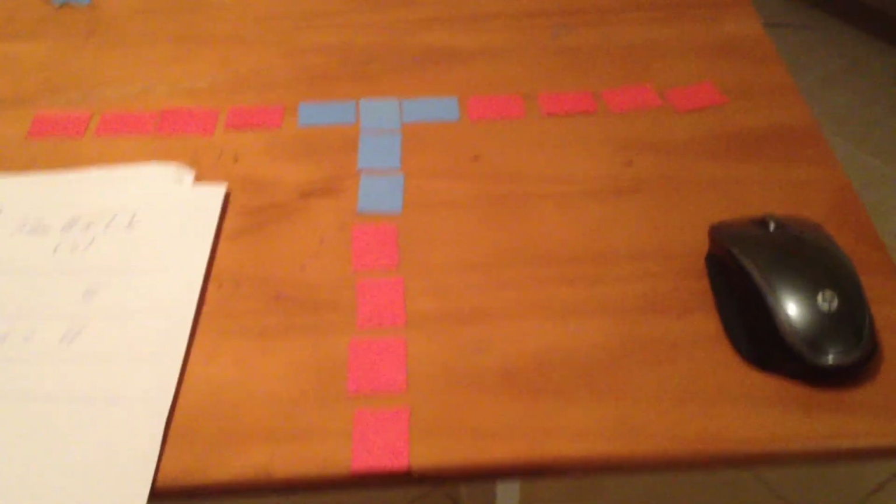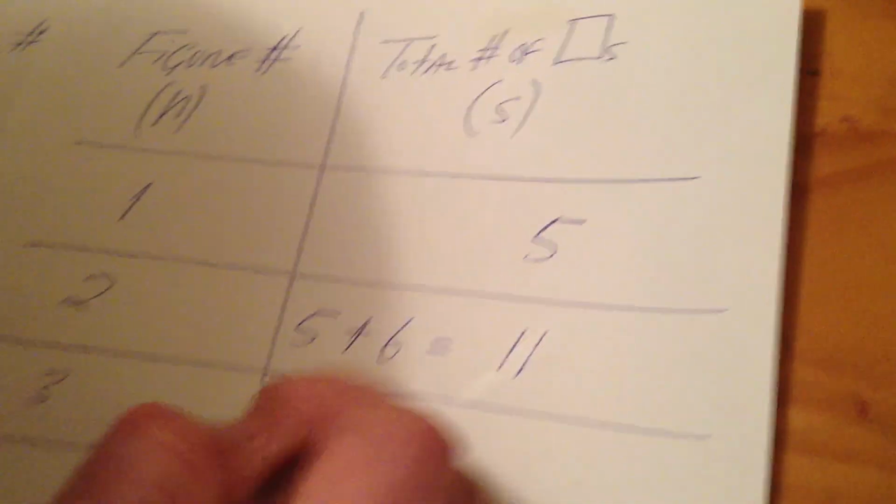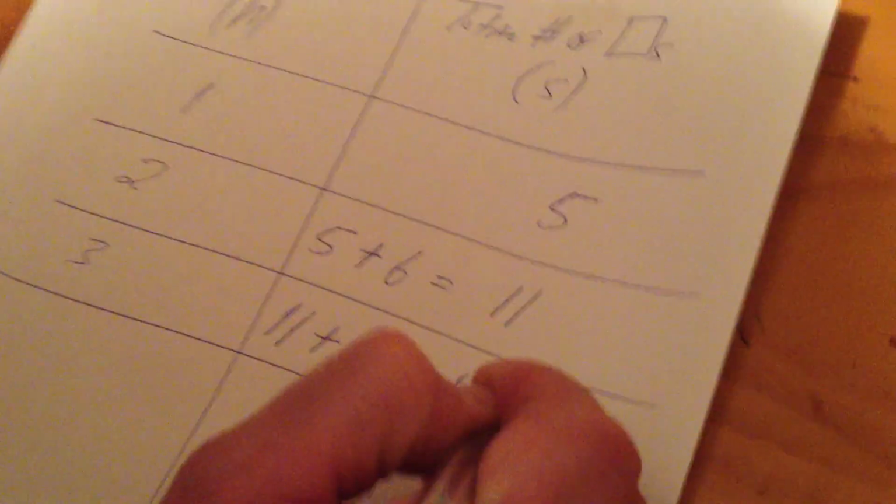In figure number 3, we have those 11 squares or tiles from figure number 2. So here on our table of values, we're going to write down 11 tiles from figure number 2. And we have added another 2, 4, 6 red tiles, for a total now of 17. So in figure number 3, we've got 17 total squares. In figure number 2, we have 11 total squares. And in figure number 1, we have 5 total squares.